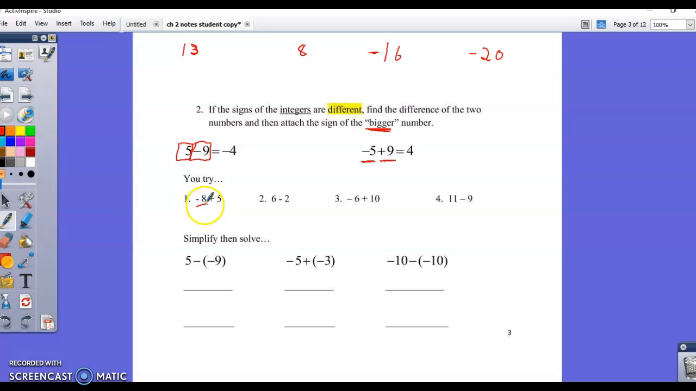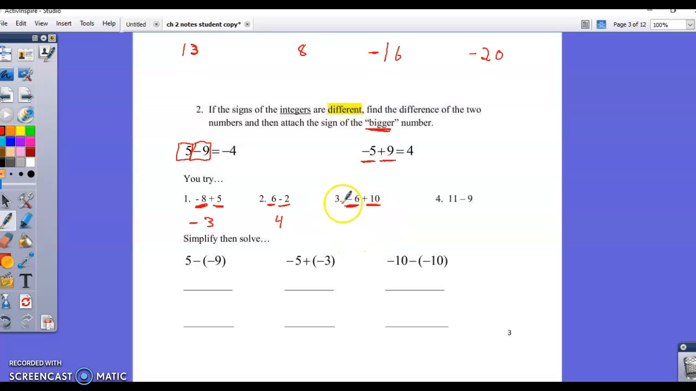So I have two differences. The difference between 8 and 5 is 3. 8 is bigger than 5, and that's negative, so my answer is negative 3. I have a positive 6, a negative 2. The difference between those two is 4. The 6 is bigger than the 2, and that's positive, so it just remains positive 4.